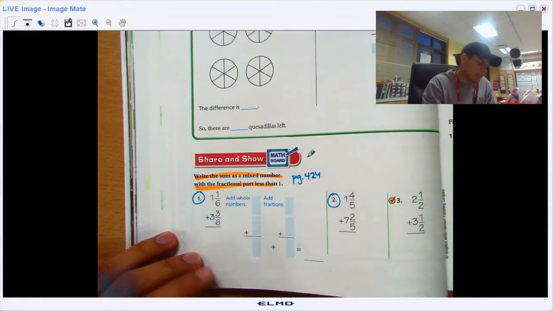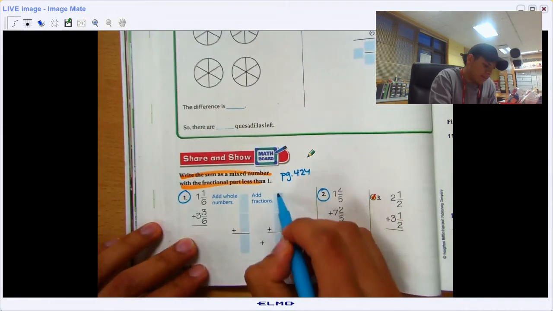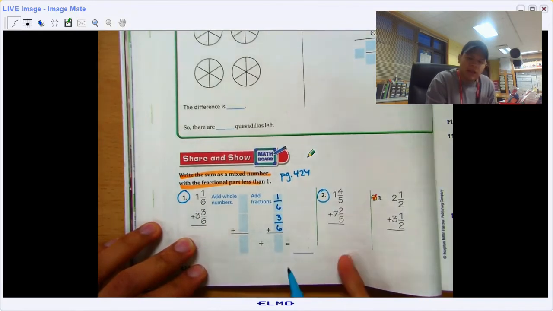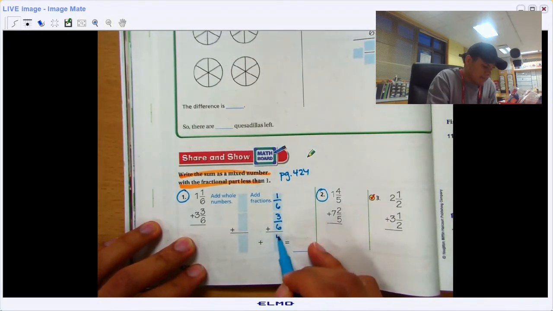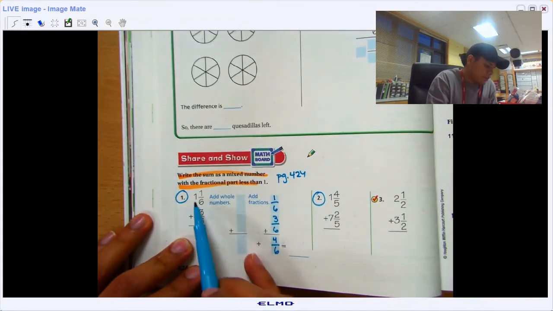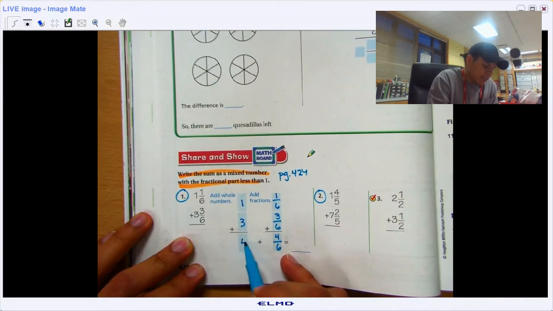We're going to start in the smallest place value, so we'll add the fractions first. We have 1/6 plus 3/6. 1/6 plus 3/6 is 4/6. Next, we're going to add the whole numbers. 1 plus 3. And 1 plus 3 is 4.